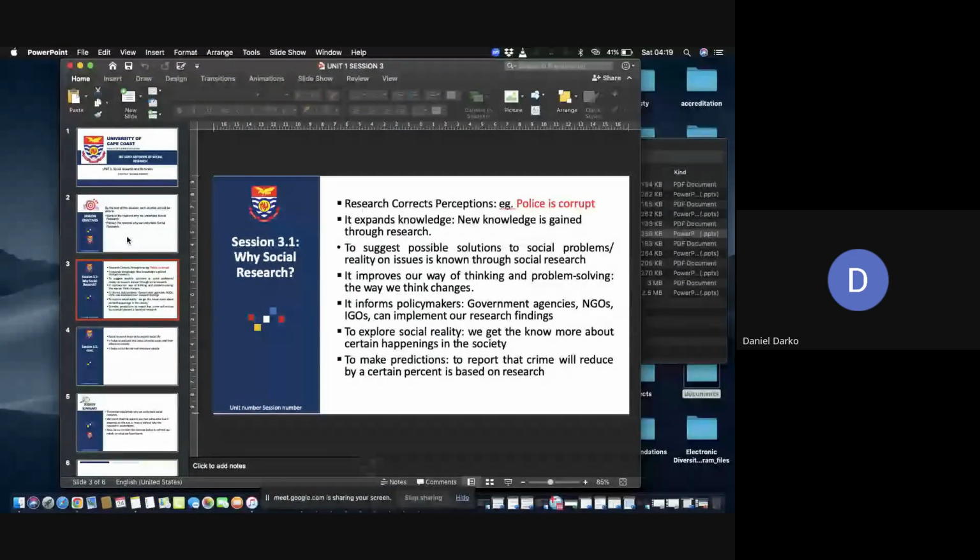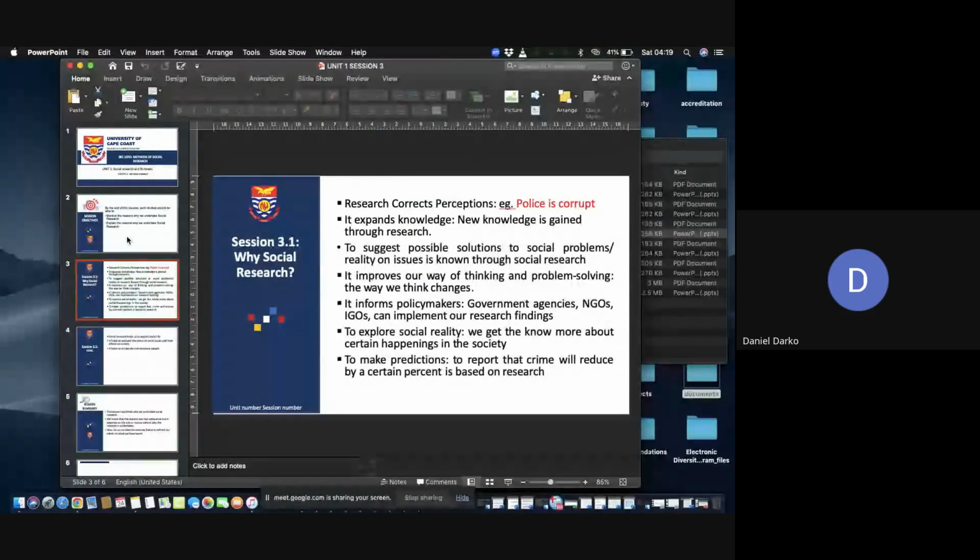Research also improves our way of thinking and problem solving. The way we think changes when we do research. Our way of thinking also improves. Research also informs policymakers in terms of the decisions to make. Before a policymaker makes a decision, that decision should be backed by research. So research should inform policymakers in the decisions they take.